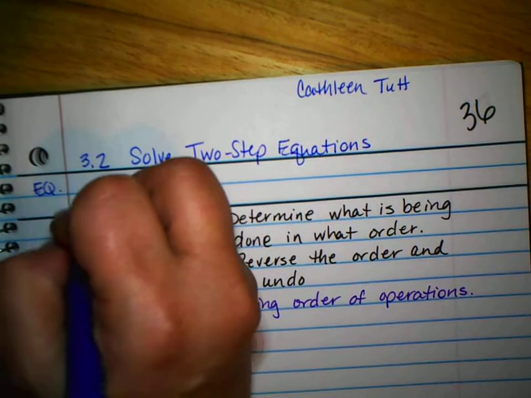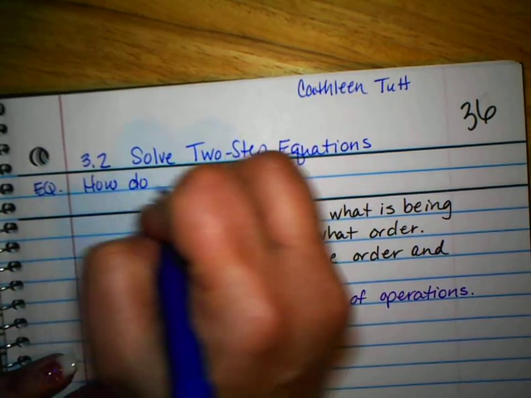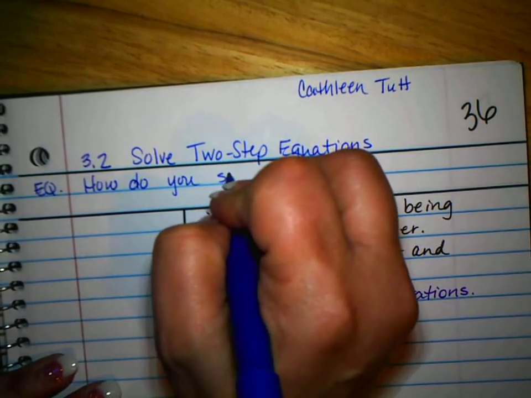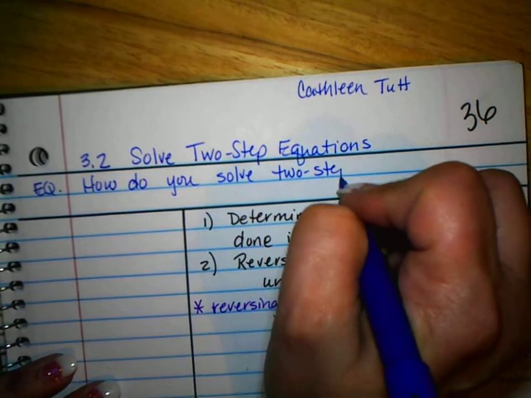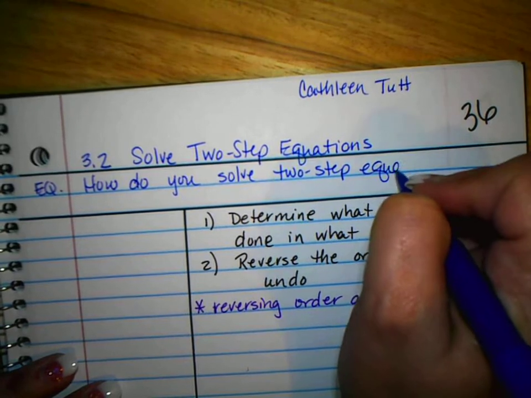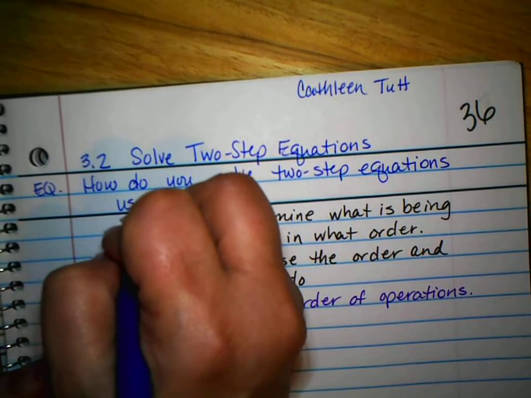Our essential question: how do you solve two-step equations using algebra?